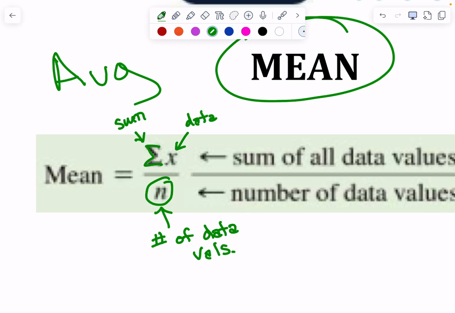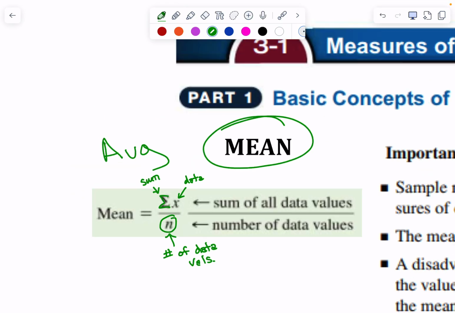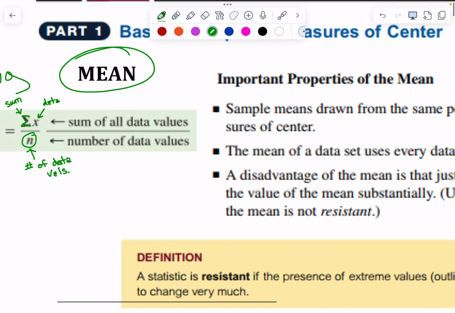Okay, so you take the sum of all your values, you add all those values together, and then you divide by the number of numbers that you have, right? That is what the mean is in symbolic form. Sum of x divided by n. That is that. Got it? That is the mean.